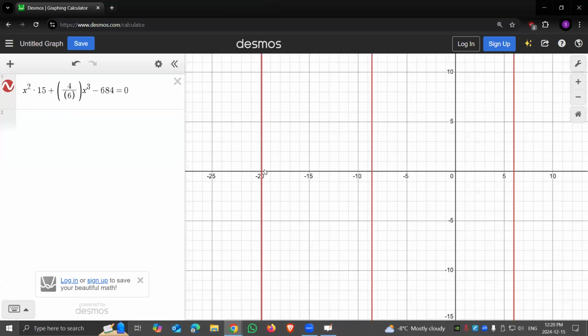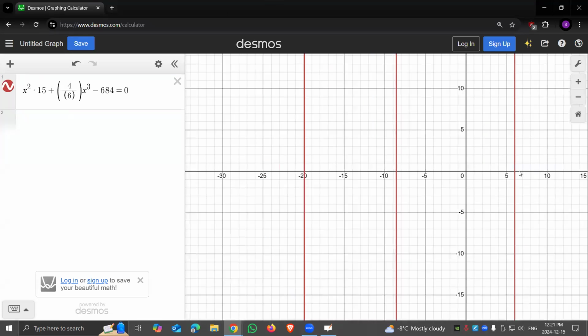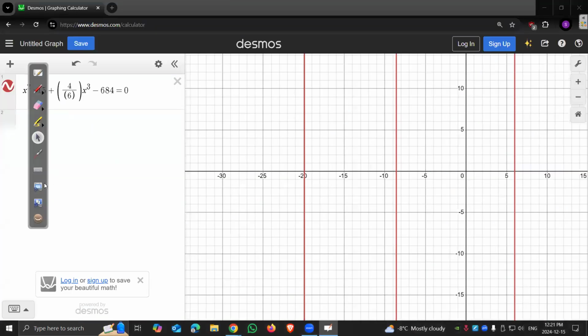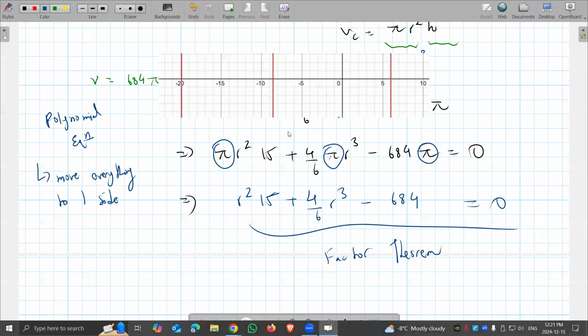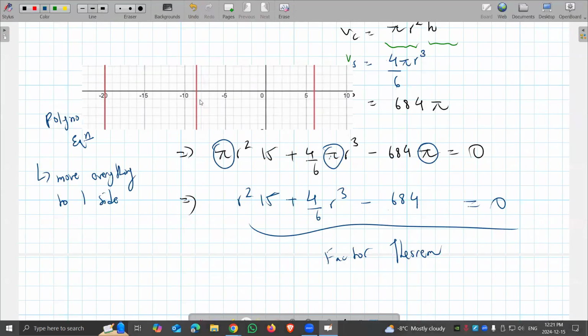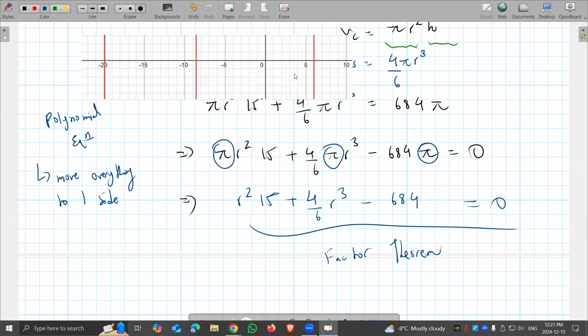But it looks like it's negative 20. Again, remember, these are radiuses of the cylindrical silo. So we got negative 20, looks like negative 8 point something, and 6. So what's the actual answer to this question? Which one of these x-intercepts do you think would be a valid answer? Are all of them valid?